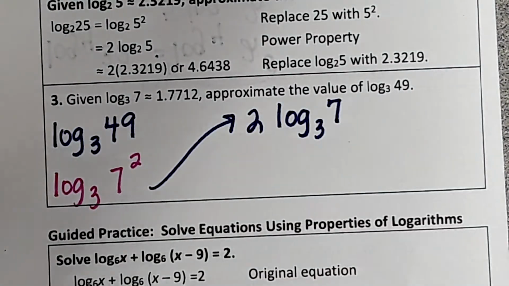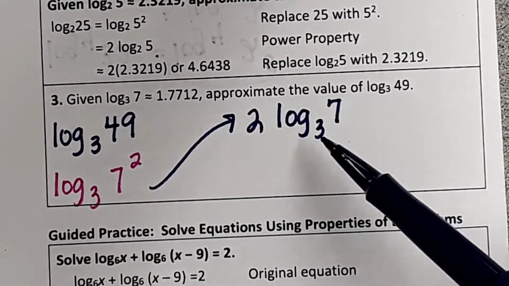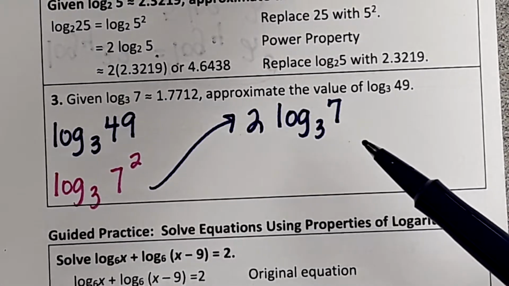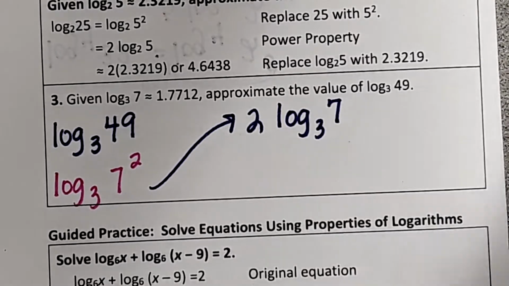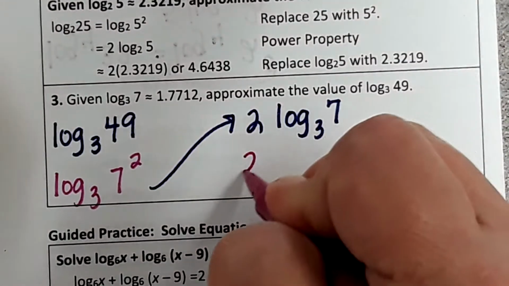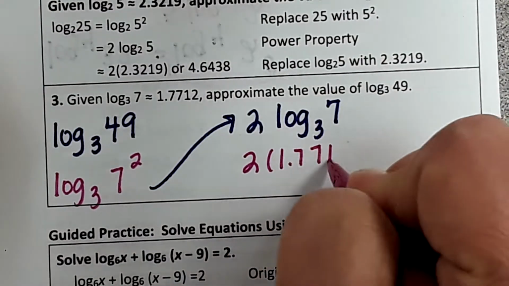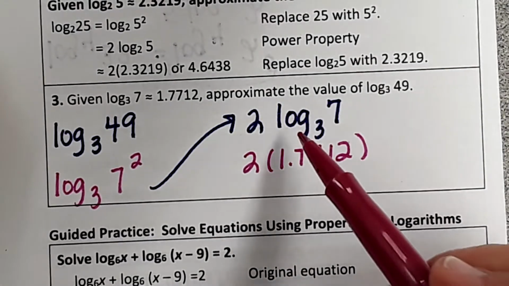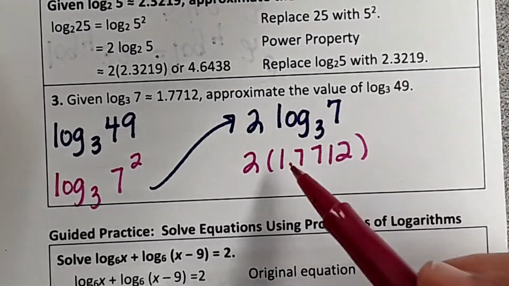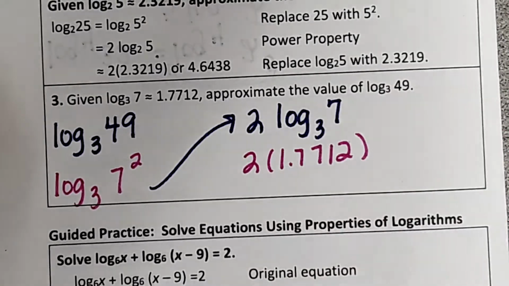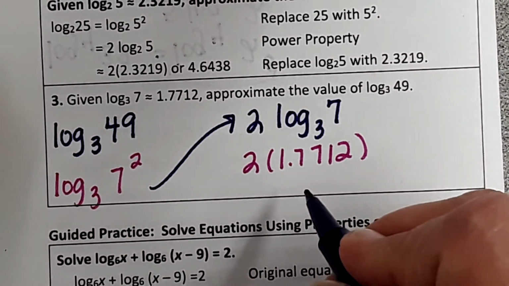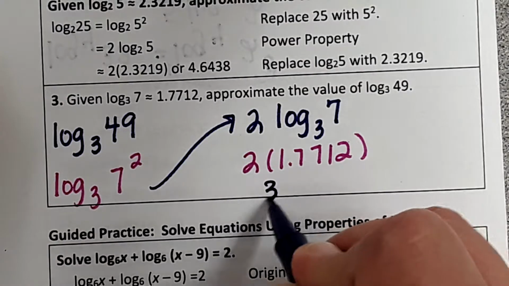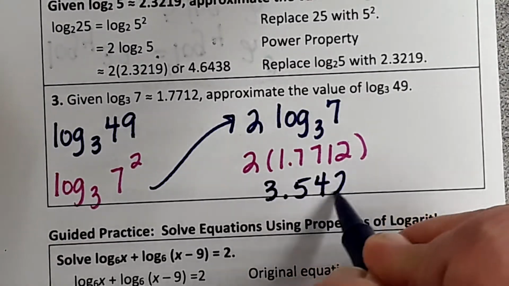Okay, so here's my question. You either know it or they gave it to you. So do you know what log base 3 of 7 is? No. Did they give you something? What did they give you? So they gave you the replacement. Instead of writing log base 3 of 7, you're going to replace it with 1.7712. And what is your final answer? 3.5424, approximately. Yep.